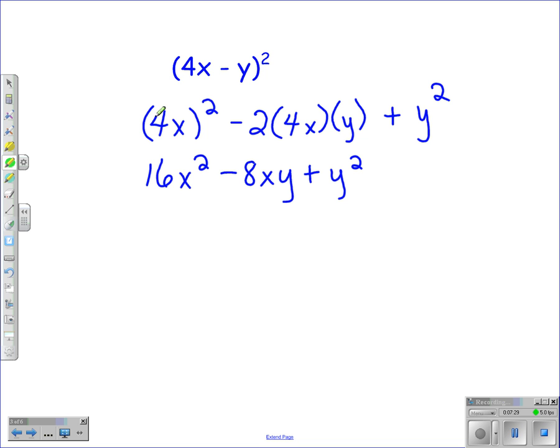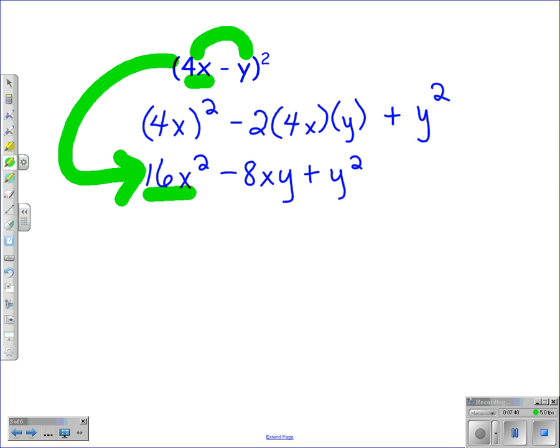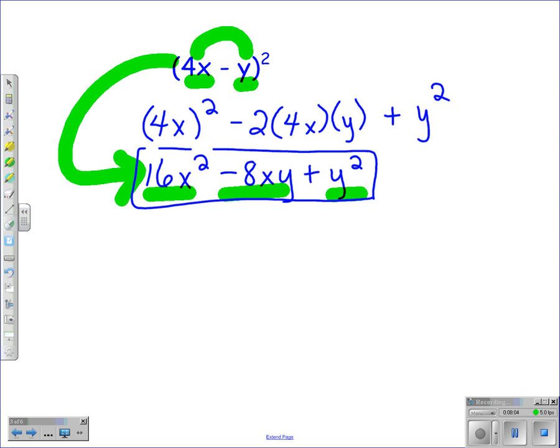Again, I am hoping that you will be able to go from the 4x minus y quantity squared, square that first term so that you get 16x squared. Then take the a times the b, so you have a negative 4xy, times 2 gives you that negative 8xy. And finally, squaring the y, even if you think of that as a minus y, the y is going to be positive when you square it, you will get a y squared in the end, positive. And this is our trinomial that we should have in the end.